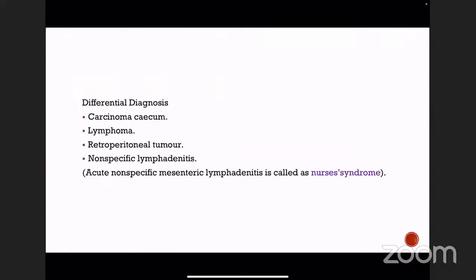So what is the differential diagnosis? As a mass in RIF, carcinoma cecum, lymphoma, retroperitoneal tumor, and non-specific lymphadenitis, right? These can be the DDs. RIF mass is there only. Appendicular lymphadenitis can also be suspected, right? I have not mentioned it, but an appendicular mass can also be included in this.